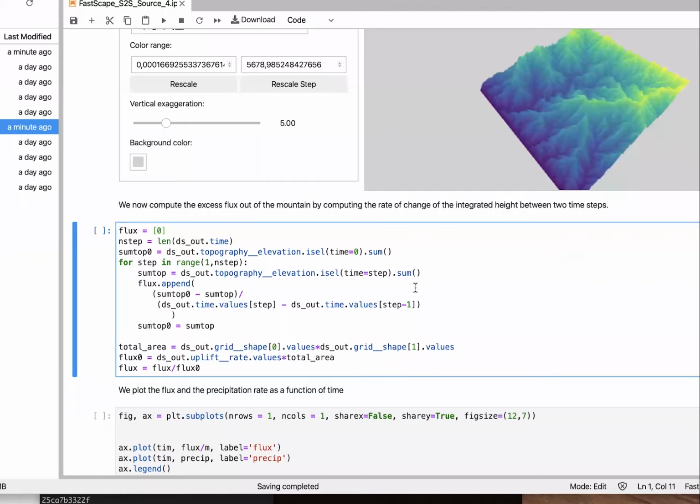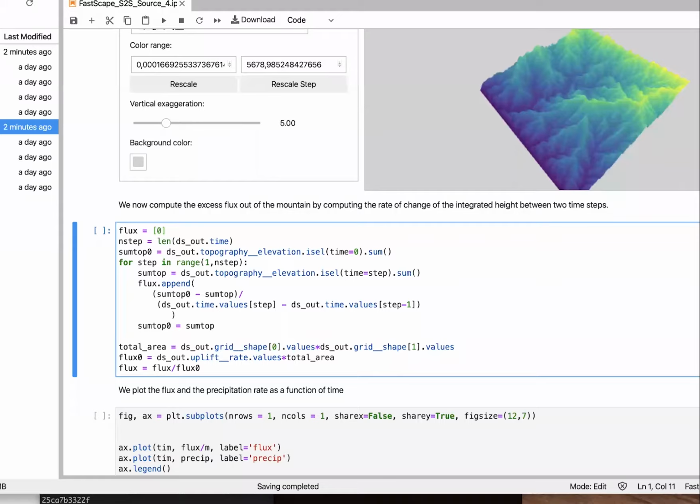So this is one way to calculate the flux. And I'm going to do all this computation. I've done some, and it's not super slow, but it's a bit slow. And I'll show you in a minute a way to be efficient.